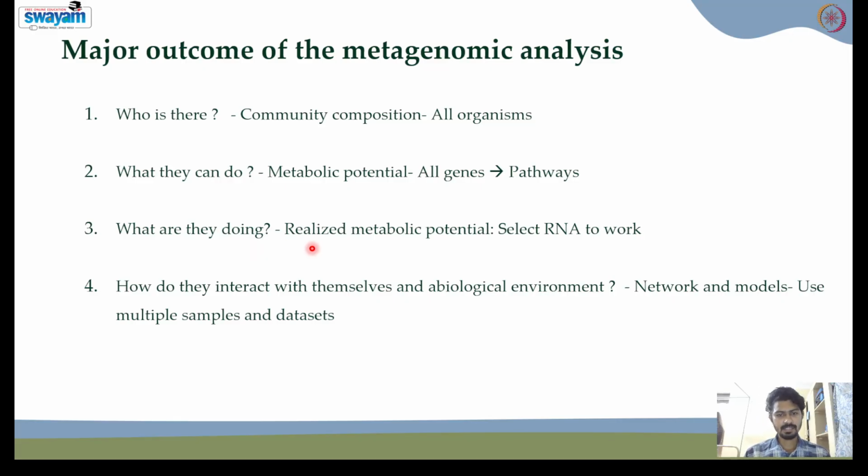It tells us the metabolic potential of the microorganism and how they interact with themselves, also with the abiological environment. That is, how do the biotic and abiotic factors interact. So here you can use different networks and models, and more importantly you need to use multiple samples and data sets. As it is a complex environment, you need to consider all these, and all this information you can get through metagenomic analysis.